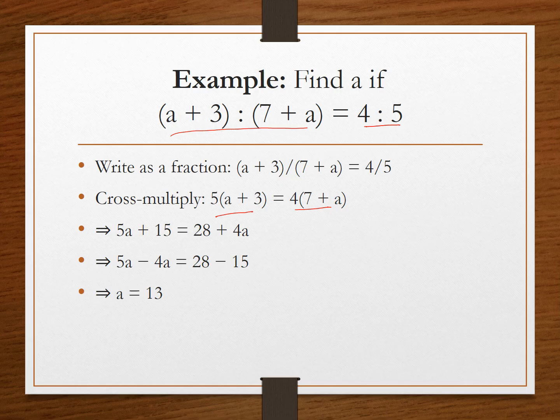Now we will shift the like terms. So we will shift 4A to the left hand side and 15 to the right hand side. So after shifting the like terms, we will get 5A minus 4A is equal to 28 minus 15, and after simplifying, we will get A is equal to 13.